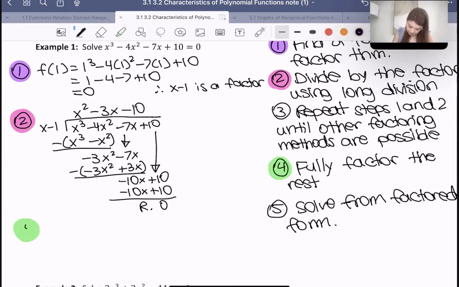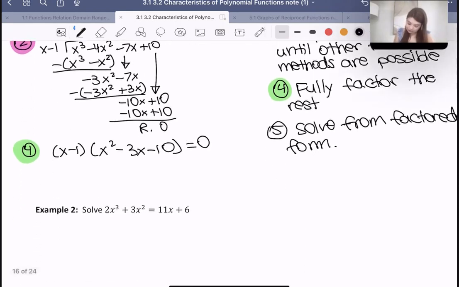Okay, so step 4 would be, we want to factor this further. So now we have x minus 1 times x squared minus 3x minus 10, based on that long division we just did, is equal to 0. So now we're going to factor this further. So how would we factor x squared minus 3x minus 10?